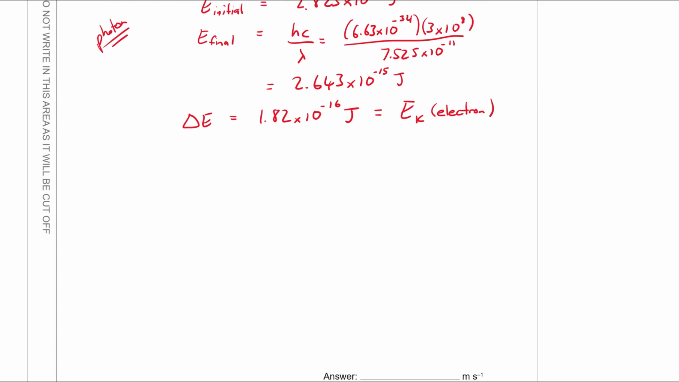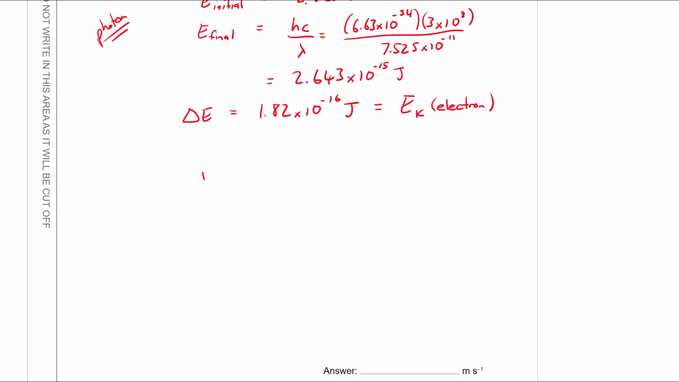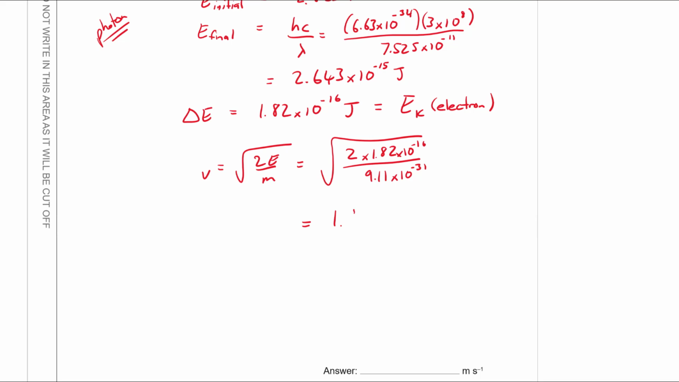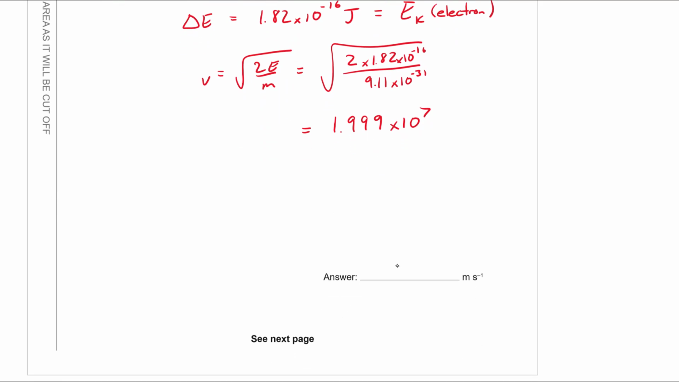And now we can just go back to our equation that we're pretty familiar with by now. I think this is the 3rd time we've used it so far in this exam, to work out the velocity of that electron. And I got 1.999 times 10 to the 7, which rounds out nicely to 2.00 times 10 to the 7 meters per second. All right, and that's done.